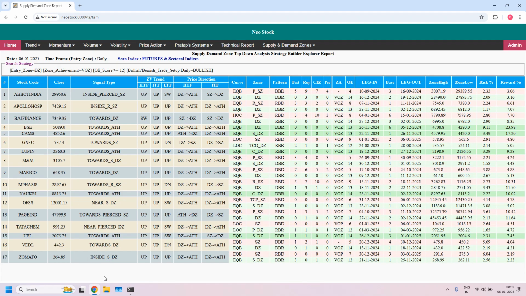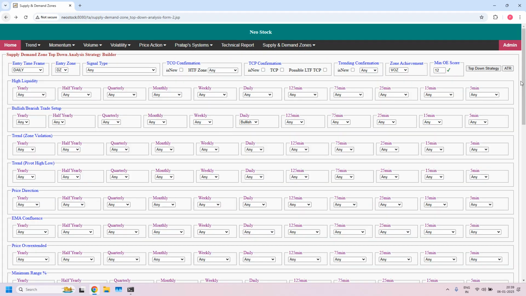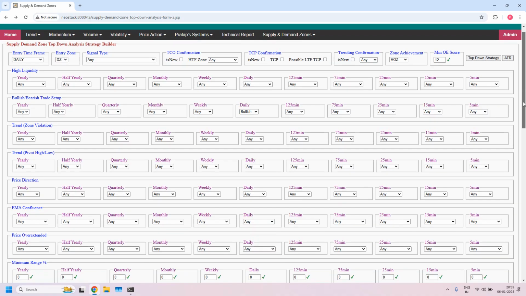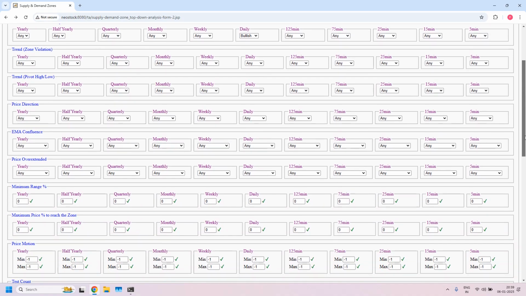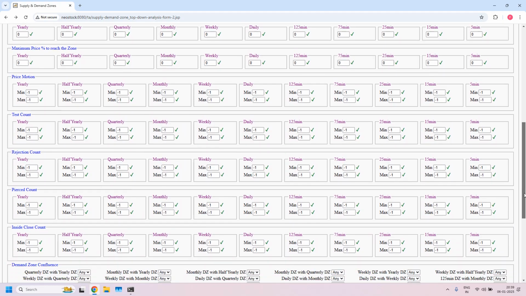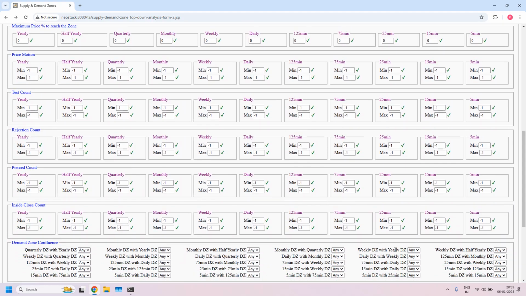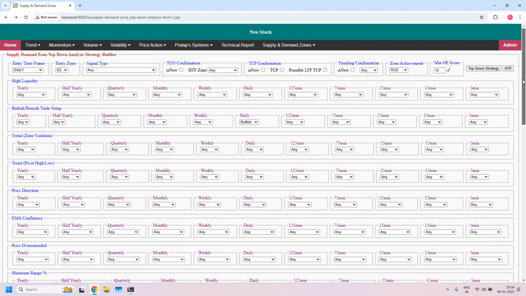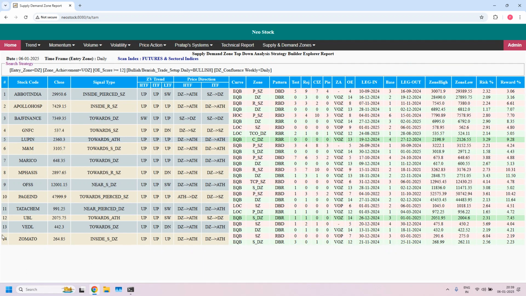Okay, out of these 17, let us look for LTF and ITF demand zone confluence high probability setup stocks. So in the demand zone confluence, let me filter based on daily demand zone with weekly demand zone confluence, that is LTF and ITF demand zone confluence. Now the list has come down to 14. Okay, within these 14, how many ITF zones are we having? Let us filter.